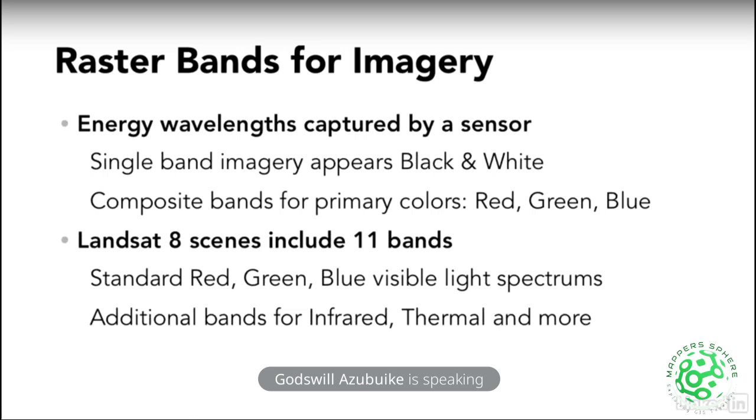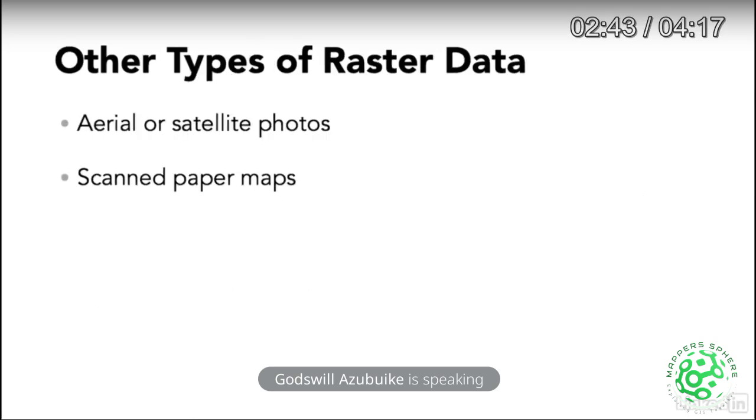Different band composites like true color and false color are made for different forms of analysis, whether land use, vegetation, or whatever you want to do. Other types of raster data are aerial or satellite photos and scanned map papers. Sometimes when you scan your hardcopy maps and form a digital version of them, they are also forms of data. We are going to look at that when we get into georeferencing and digitizing. So scanned map papers are other forms of raster data.